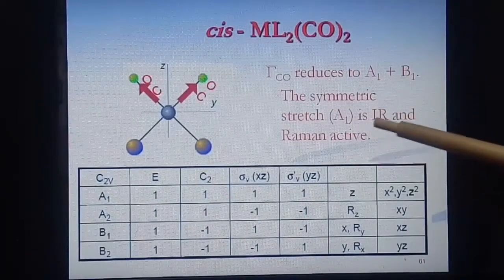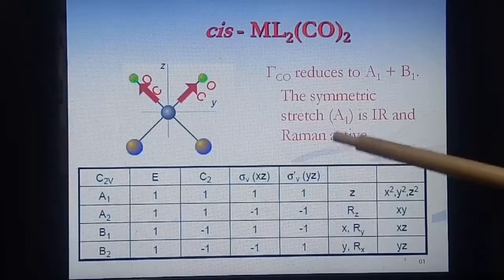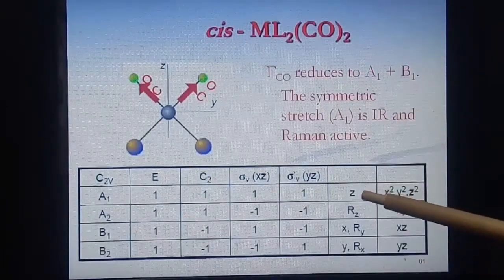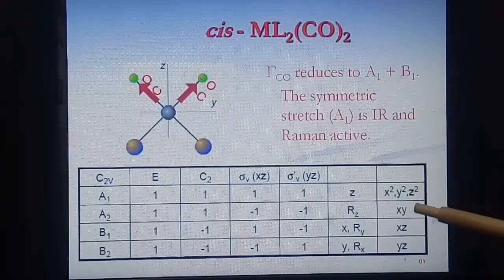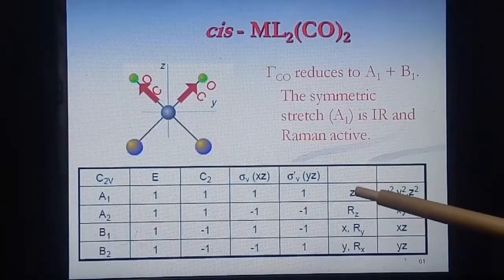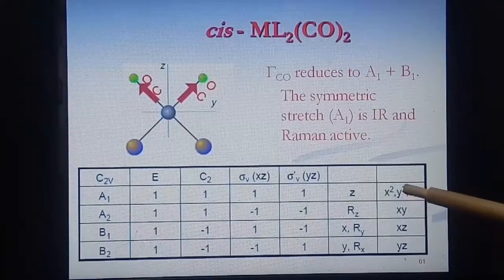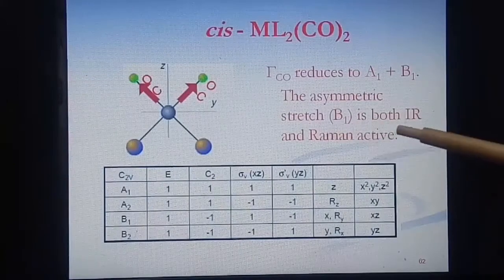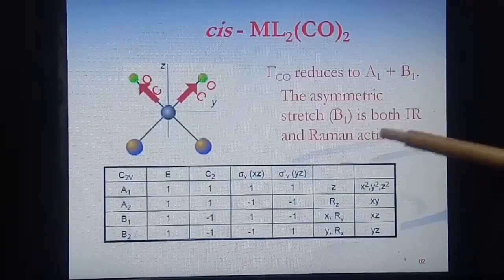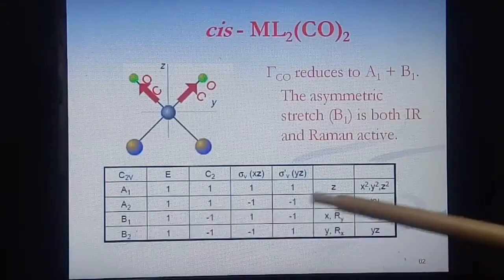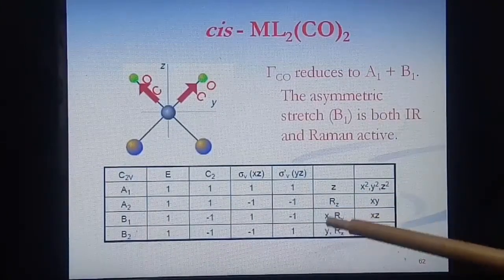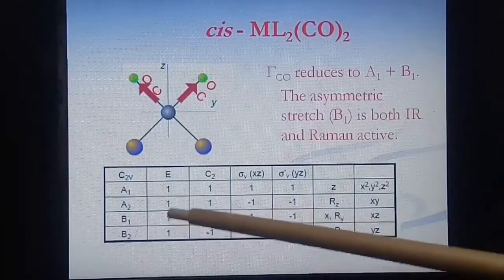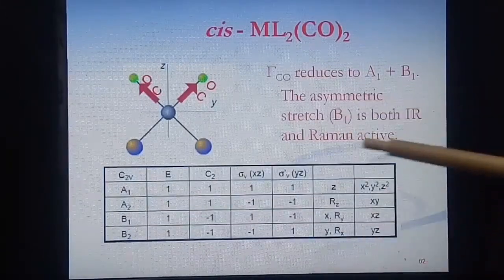The symmetric stretch A1 is infrared and Raman active, because the basis functions are z and x squared, y squared, z squared, so it is infrared active and Raman active. The asymmetric stretch B1 is also both IR and Raman active, because x is infrared active and xz is Raman active. So B1 will also be infrared and Raman active.